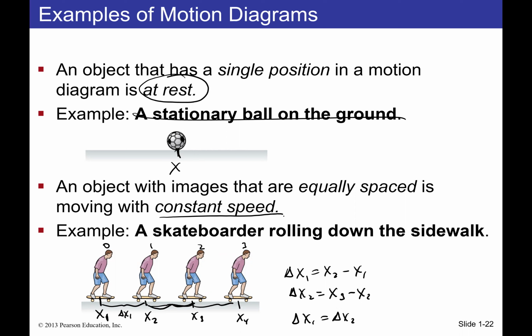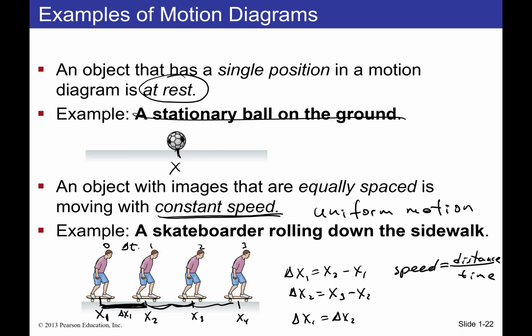Okay, so it's moving at constant speed, and we have another name for that. We call this a uniform motion. Again, what is uniform motion? An object moving in a straight line with constant speed. All right, and the speed generally is defined as distance over time. So basically how much distance it covered during this time interval. And that distance over time gives you the speed.